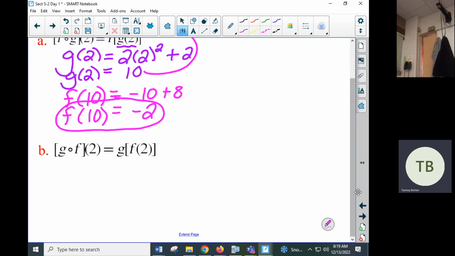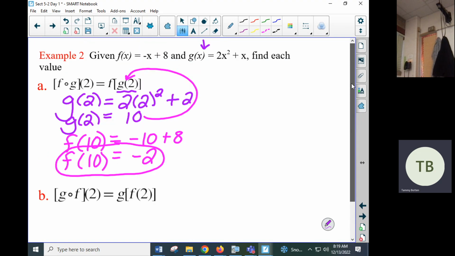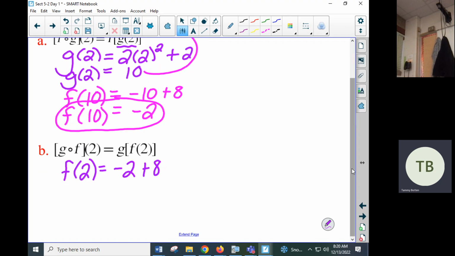Now, if I go down here, this time we're going to put 2 in for f. So we're going to put 2 into this one. So f of 2 would be negative 2 plus 8, which is 6. Okay, and then we're going to take that 6 and put it into G.